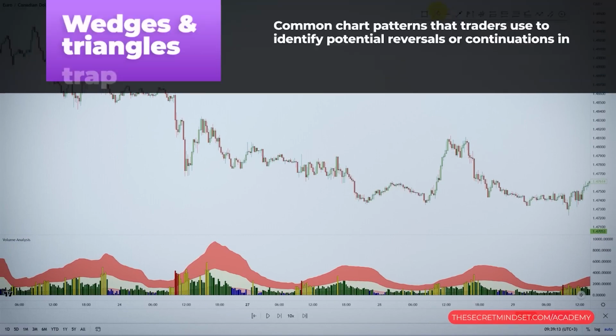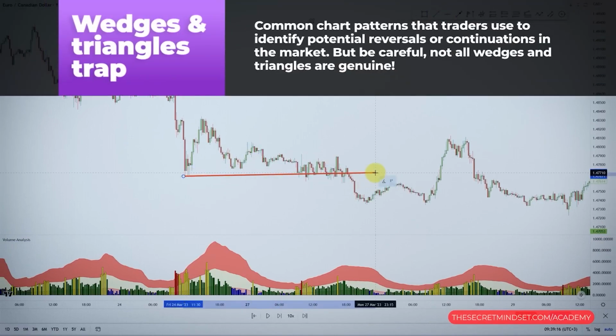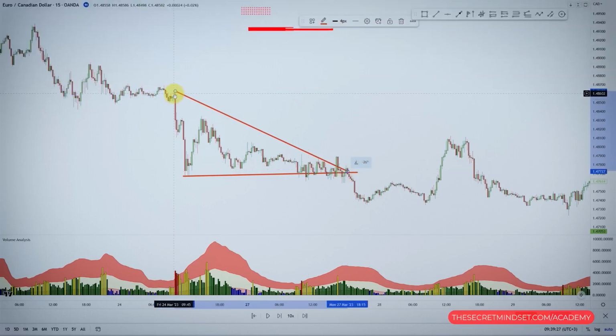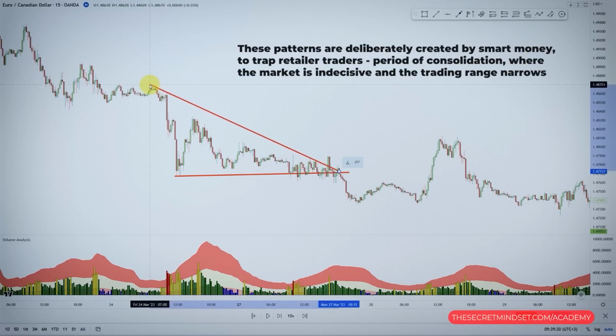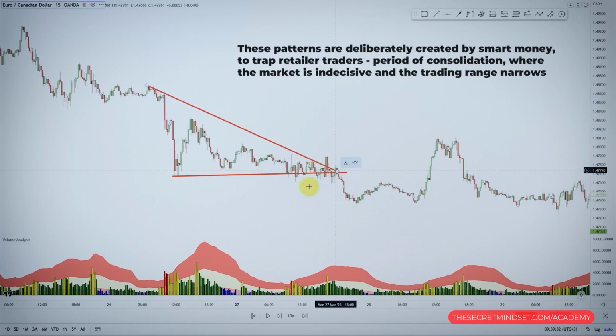Wedges and triangles are two of the most common chart patterns that traders use to identify potential reversals or continuations in the market. However, not all wedges and triangles are genuine. Sometimes they are deliberately created by the smart money to trap retail traders.